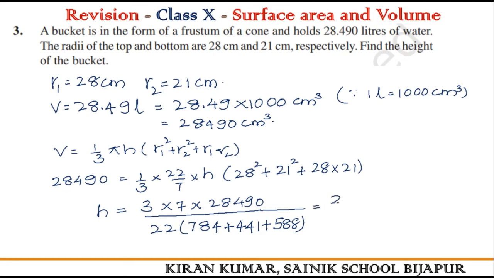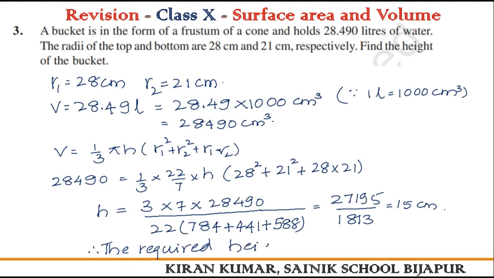So this will be 27195 divided by 1813. This will become 15 centimeter. Therefore, the required height of the bucket is 15 centimeter.